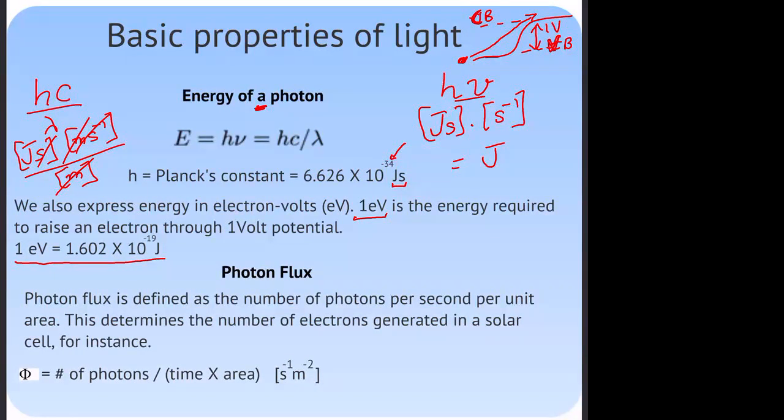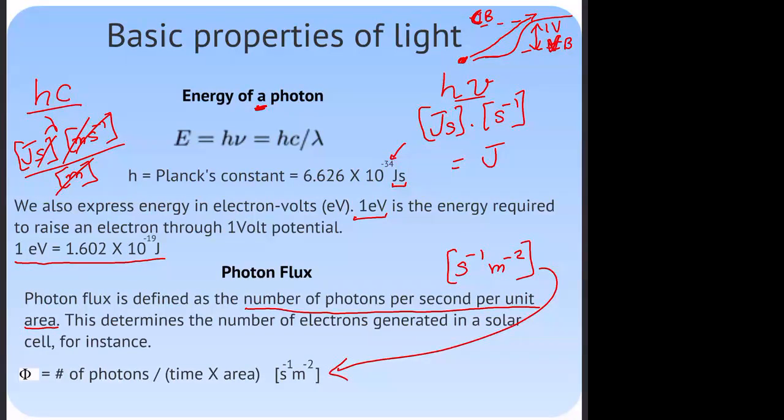So the first, and probably a simple thing to understand, is something called photon flux. Photon flux is defined as the number of photons per unit time, so per second, per unit area. So again, it's the number of photons per time per unit area. You can see that the units have to be per second and per area. And it's a number, so of course this makes sense.